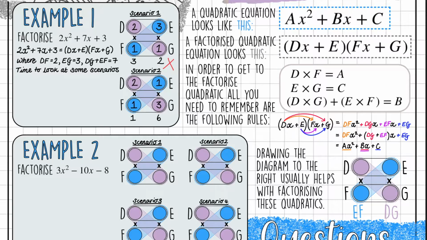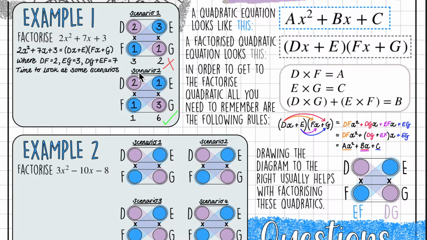And we need to have that dg plus ef equals 7. This is dg, it's 6. This is ef, it's 1. Therefore, dg plus ef is 6 plus 1, which is 7. Therefore, this scenario works for us. We've satisfied all three rules. Now we just have to write the answer.